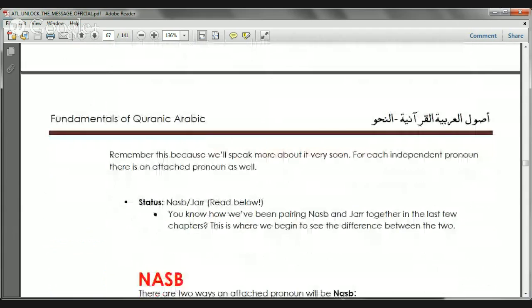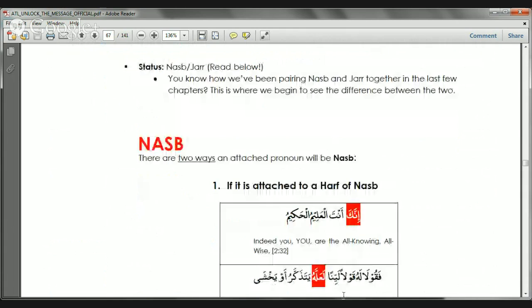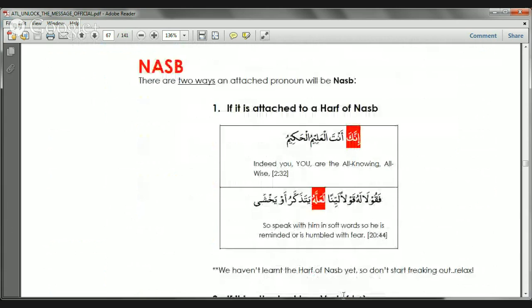So now let's look at this. The status of an attached pronoun is nasab or jar. You know we've been pairing nasab and jar together in the last two chapters, right? So now we're going to see the difference between both of them, the difference between nasab and the difference between jar. Now nasab. There are two ways an attached pronoun will be nasab.